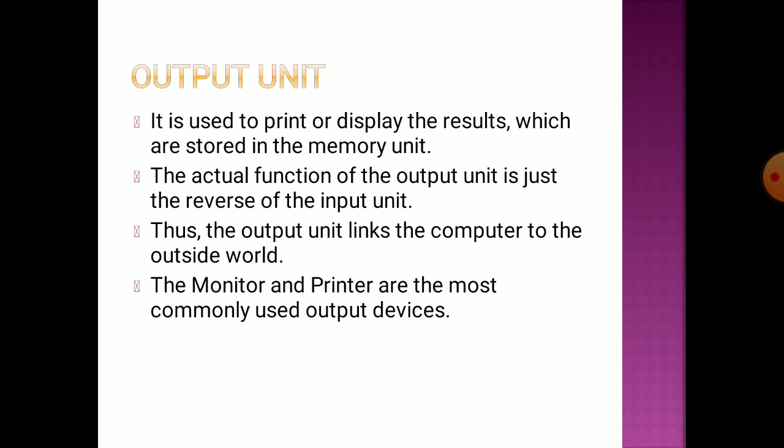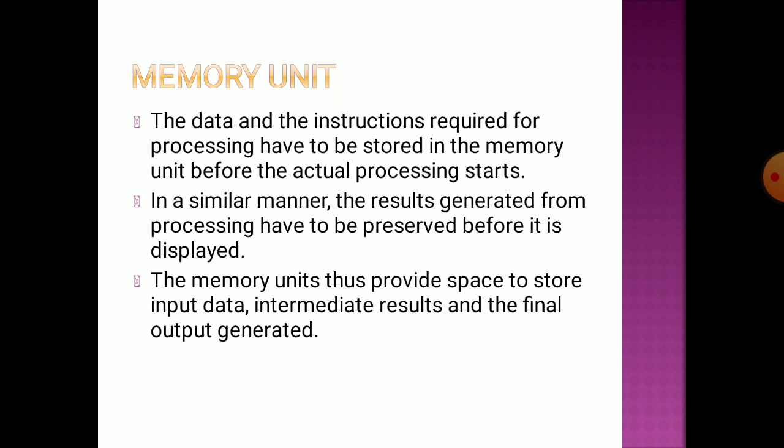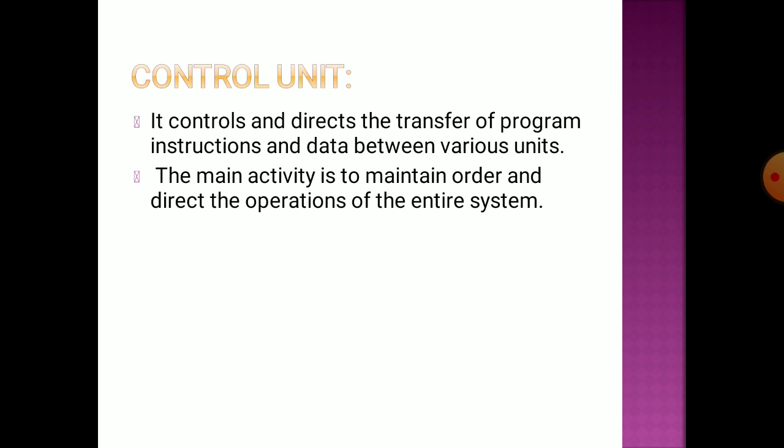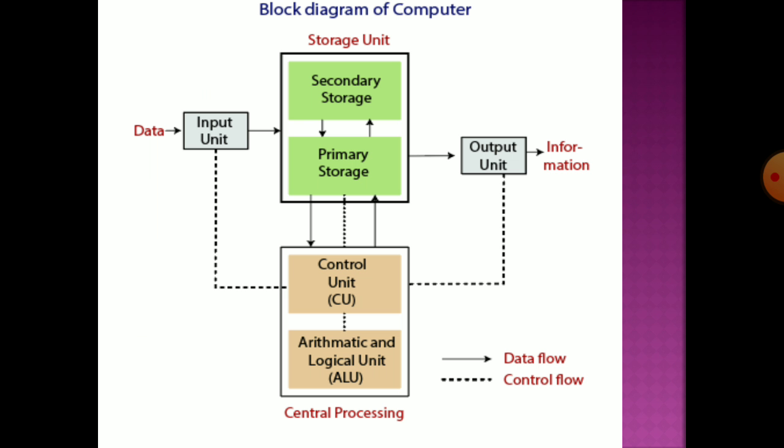Totally, in your block diagram we have mainly 4 fundamental units: the input unit, the storage unit, the CPU, and the output unit. Understand the function of each unit. Input unit is used to accept the data, storage unit is used to store the data, and your CPU is used to perform 2 functions: one is controlling, another is calculation. Your output unit is used to display or print the processed information or the result.